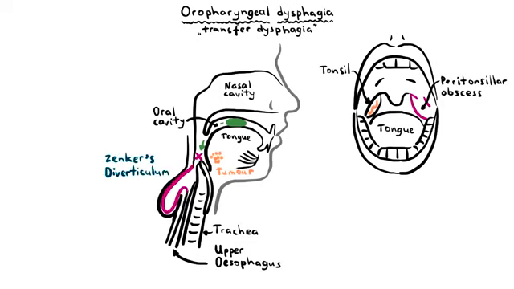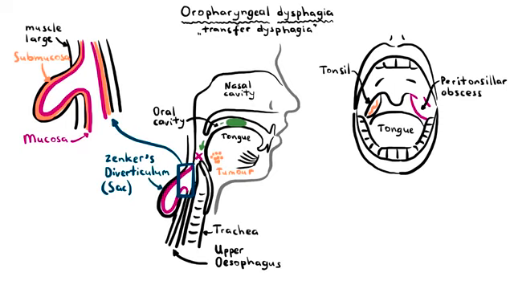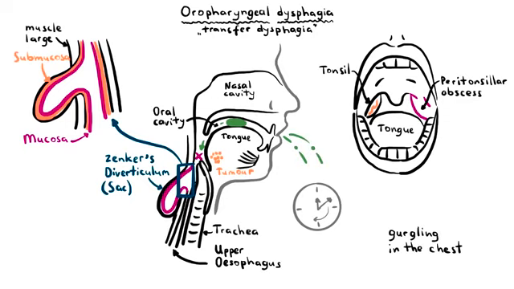Zenker's diverticulum is an acquired sac-like pouching of the mucosa and submucosa layers, originating from the pharyngoesophageal junction. Zenker's diverticulum should be considered when undigested food is brought up several hours after a meal, or if a patient reports hearing a gurgling noise in the chest.